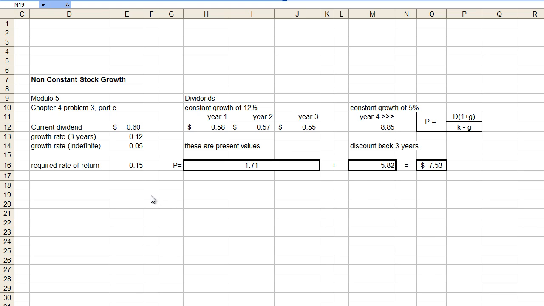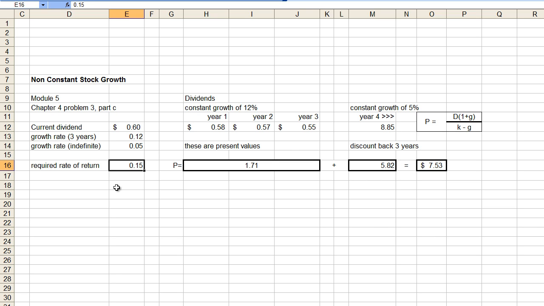Okay, so what do we actually have here? We have a current dividend of 60 cents. The growth rate for this dividend is meant to be 12% for the first 3 years. Then it's meant to be 5% indefinitely after that. Our required rate of return is 15%. How do we go about doing it?